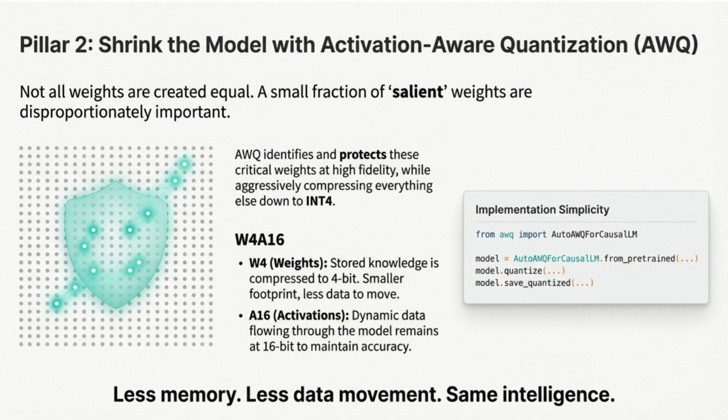W4A16 means W4 weights are 4-bit instead of 16. A16 activations stay 16-bit for accuracy. Result: model shrinks almost 4 times. Less data to move, same accuracy because important weights are protected. The code is just 3 lines. You can see it on slide.